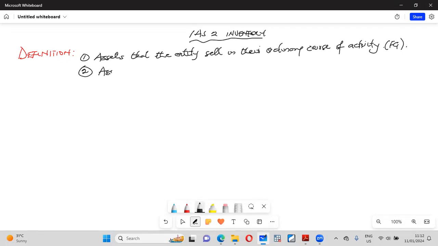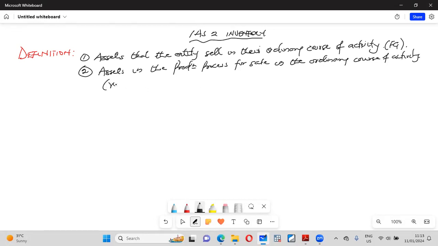assets in the production process for sale, also in the ordinary course of activity. And this is what we call work in progress.